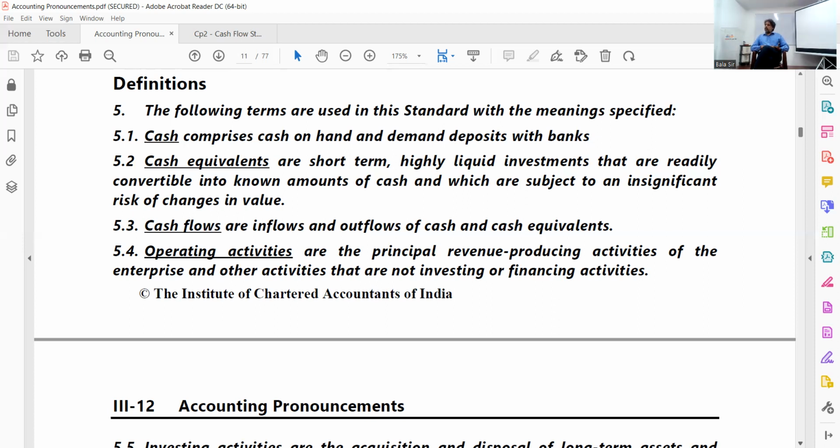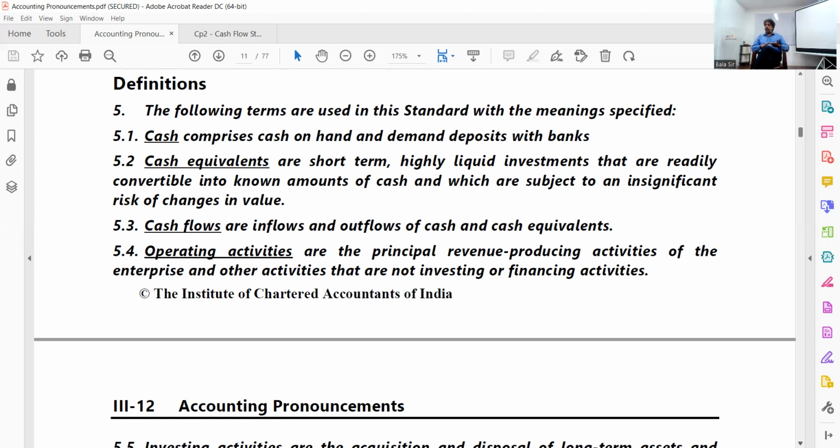So, what is direct method? Very simple. What is operating activity? Cash received from customers. Yes or no? That's an operating cash inflow. But to earn that, what should you do?